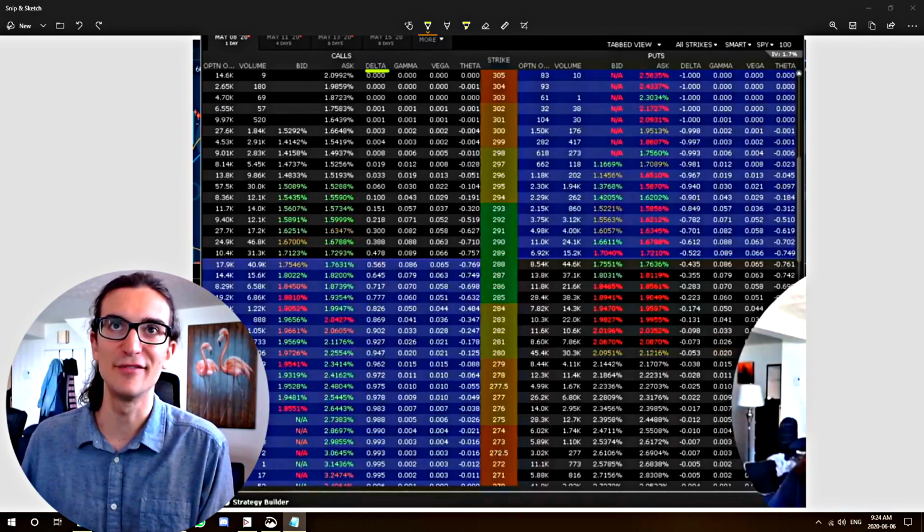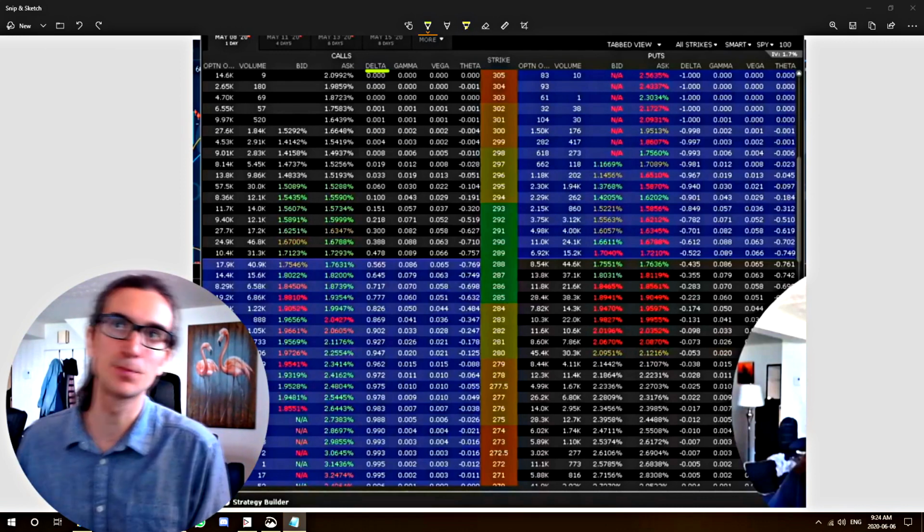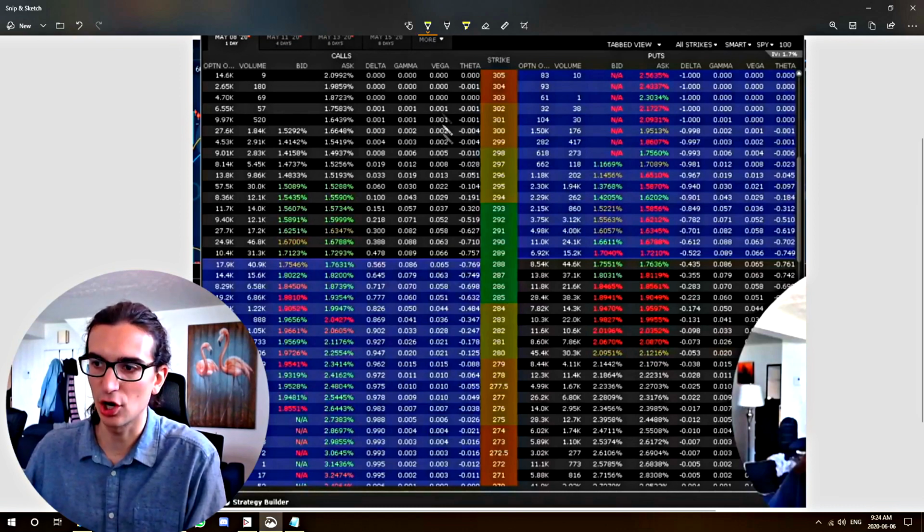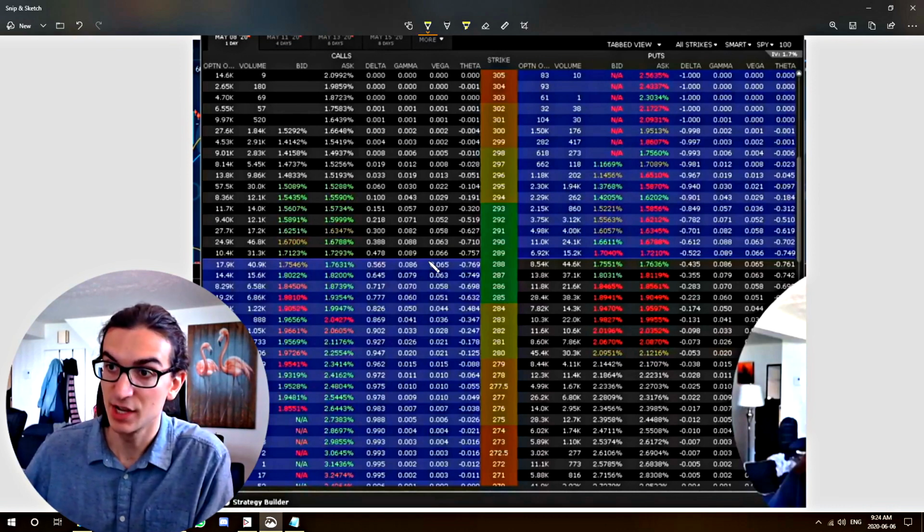The next one is the Vega. The Vega is the option's exposure to changes in volatility. So whatever number you see in the Vega column here is going to be the amount the option's price changes up or down for a 1% change in volatility of the underlying contract.